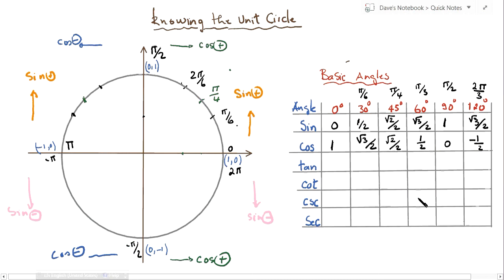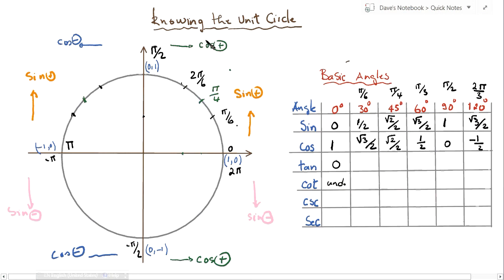We can just work it out. We know that tangent is sine over cosine. If you got 0 over 1, it is 0. But you got a cotangent. The cotangent is cosine over sine, 1 over 0, but this is undefined. So we're going to put undefined, U N D.